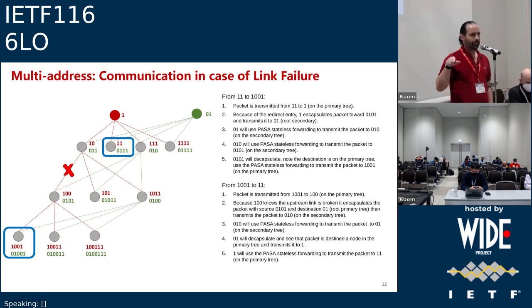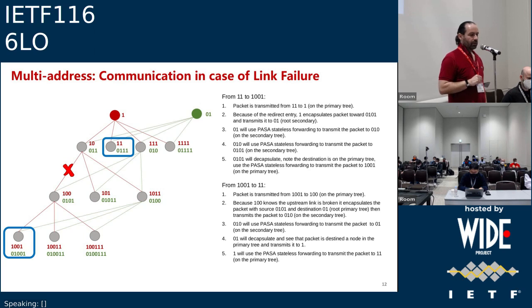This is just an example of what happens if 2 nodes want to communicate. I put the blue box around. So if we want to send a packet from 11 to 1001, so this is the red address, 11 is the node close to the root, and 1001 is the leaf on the bottom left side. What happens is that when 11 sends the packet, it sends it to the root. This is the usual path because the destination starts with 10; it's not the same prefix. Then it reaches the root. There should be a redirect rule there. So the primary root 1 will encapsulate toward 0101, which is the secondary address of the node just downstream of the failed link.